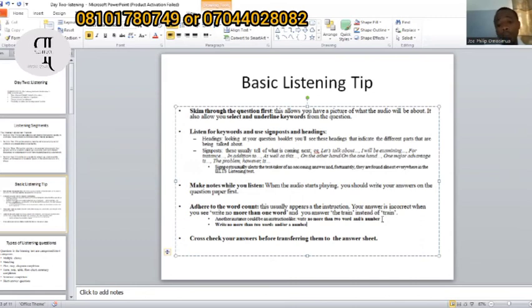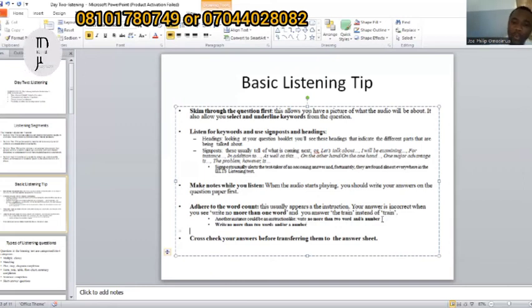Now you will be given 10 minutes. That 10 minutes is enough for you to transfer the 120 answers you have gotten correctly to your answer sheet. So you can always cross-check your answers before you transfer them to the answer sheet.